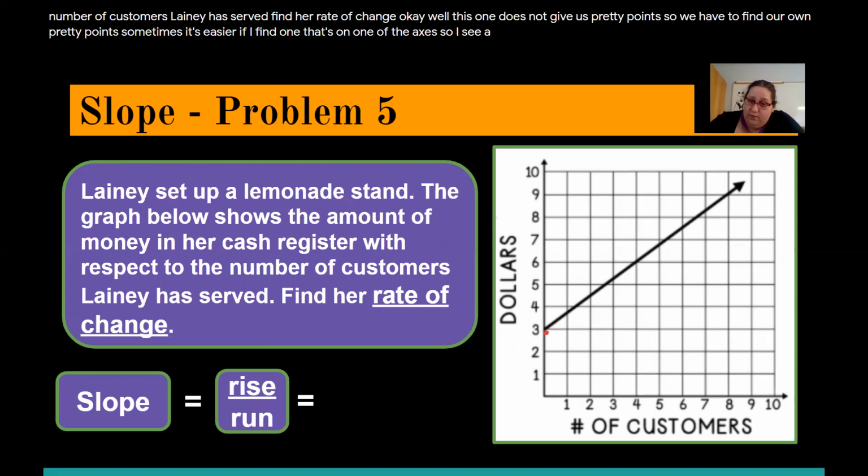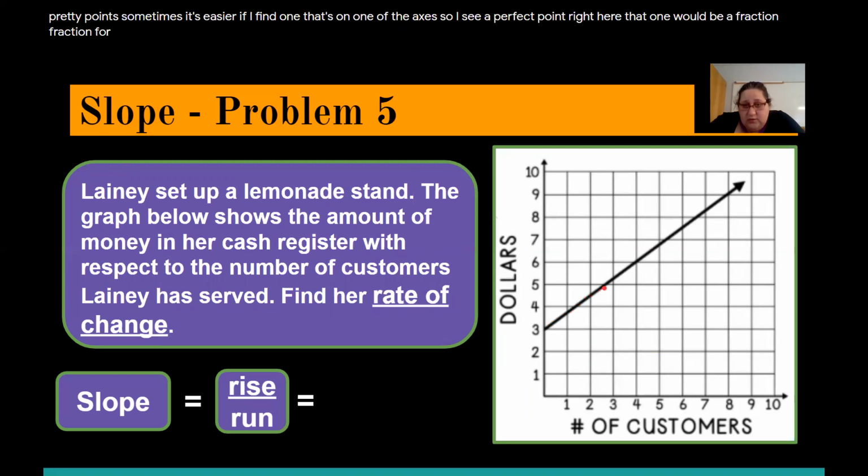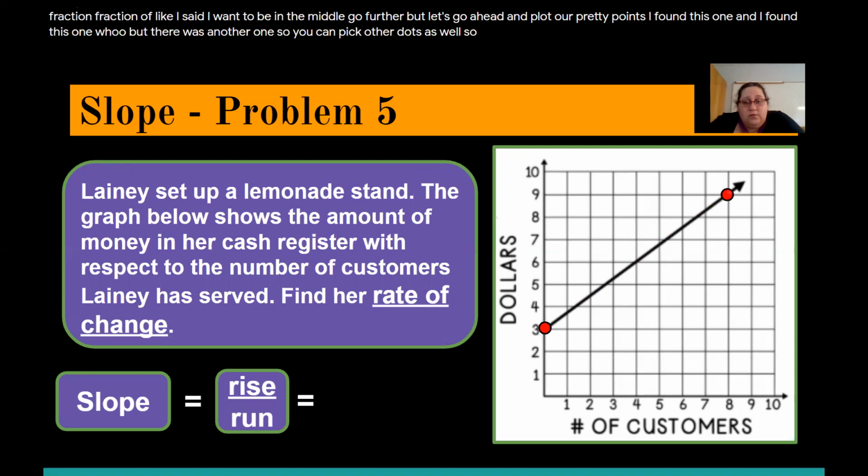Sometimes it's easier if I find one that's on one of the axes. So I see a perfect point right here. That one would be a fraction, fraction, fraction. And like I said, I want it to be in the middle of 4 squares. Here's one. I'm sure I can go further, but let's go ahead and plot our pretty points. I found this one and I found this one. Ooh, but there was another one. So you can pick other dots as well. So we picked this one, but it would be the same if I simplified it.